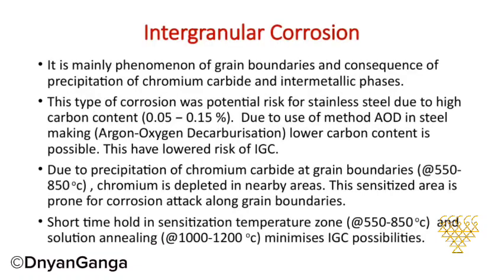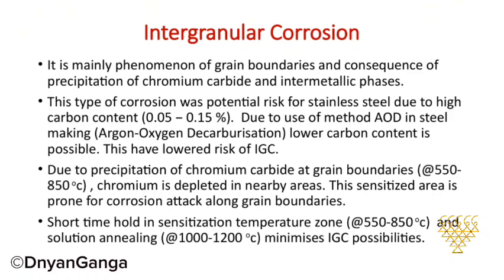This slide focuses on the phenomenon of intergranular corrosion, which mainly occurs at grain boundaries and is a consequence of chromium carbide and intermetallic phase precipitation. This type of corrosion has been a potential risk for stainless steel, particularly because of its high carbon content, typically ranging from 0.05 to 0.15%.